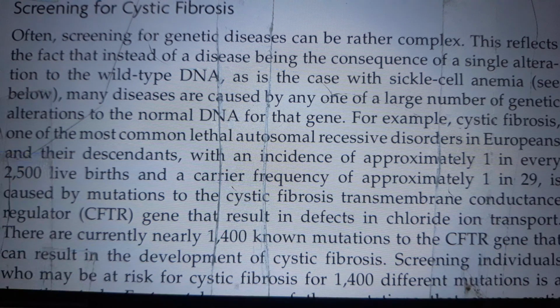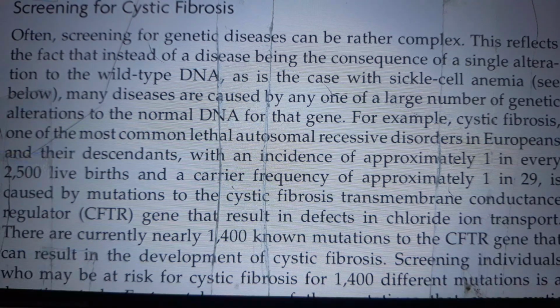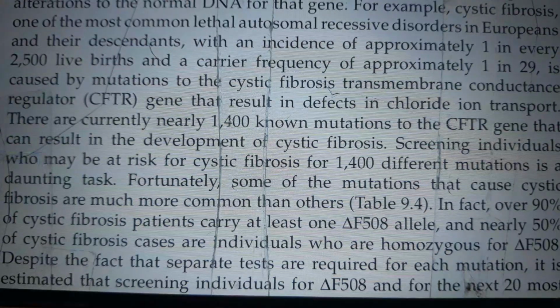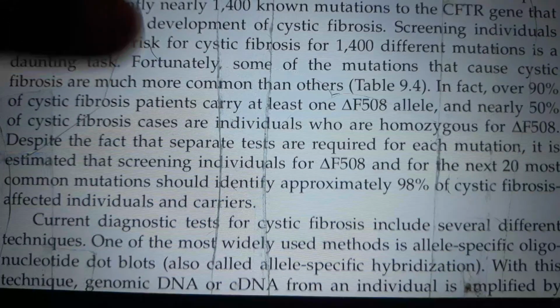This reflects the fact that instead of a disease being the consequence of a single alteration to the wild-type DNA, as is the case with sickle cell anemia, many diseases are caused by any one of a large number of genetic alterations to normal DNA for that gene. For example, cystic fibrosis, one of the most common lethal autosomal recessive disorders in Europeans and their descendants, with an incidence of approximately 1 in every 2,500 live births and a carrier frequency of approximately 1 in 29, is caused by mutations to the cystic fibrosis transmembrane conductance regulator CFTR gene that results in defects in chloride ion transport.